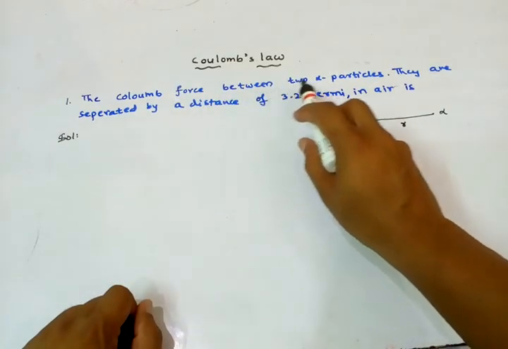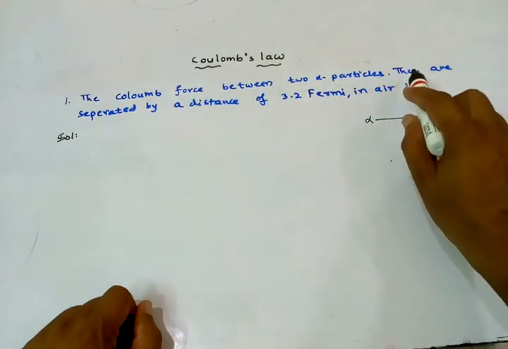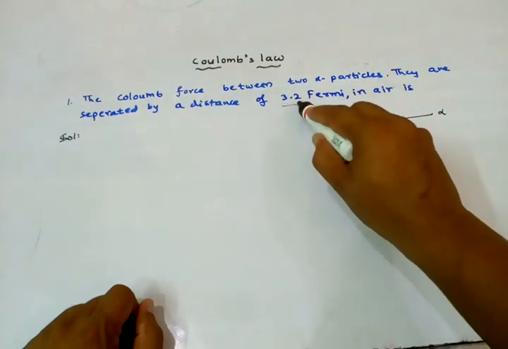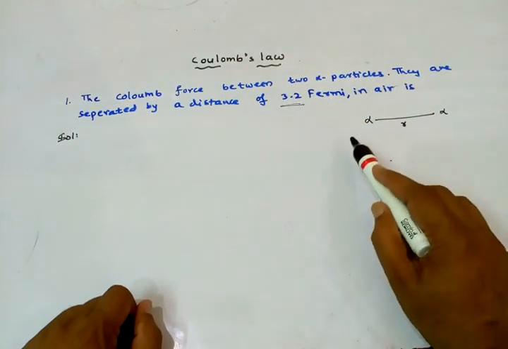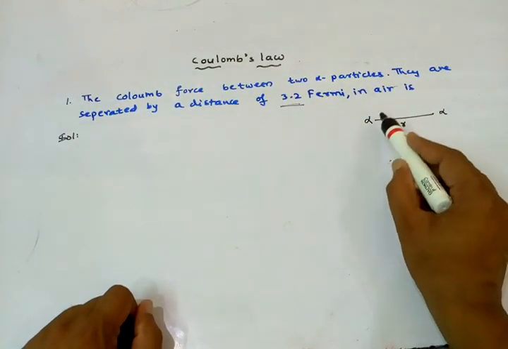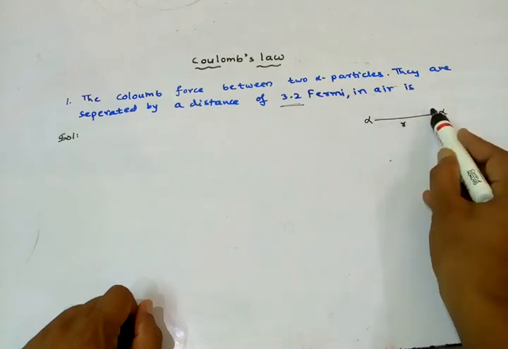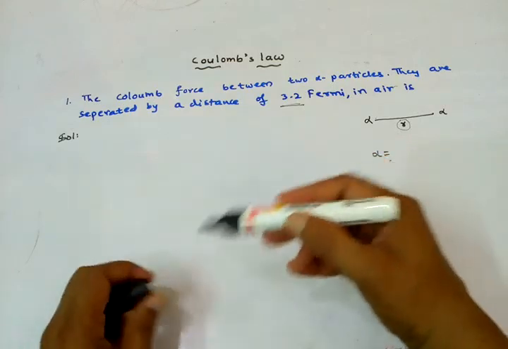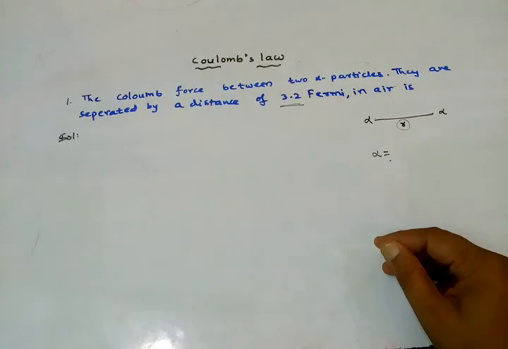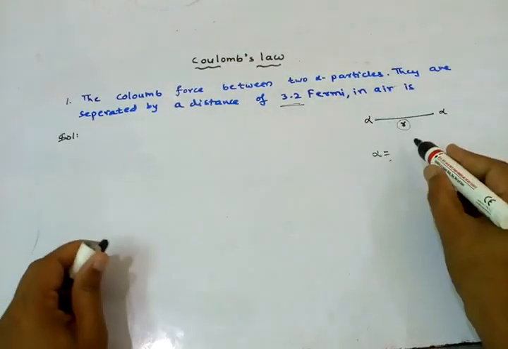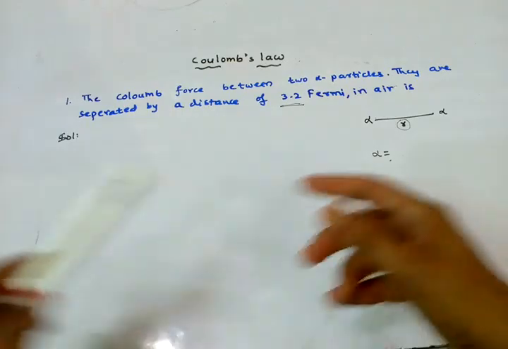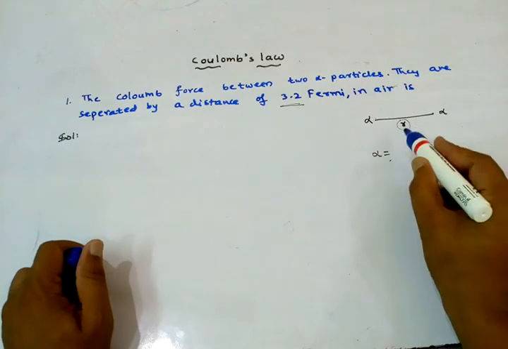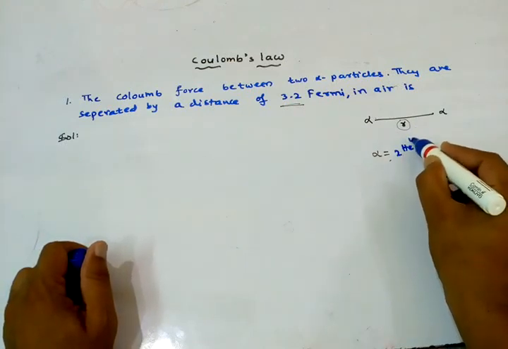We have to find the Coulomb force between two alpha particles, which are separated by a distance of 3.2 Fermi in air. So I am discussing here, we have two alpha particles, they are separated by a distance r. Alpha is 2 helium 4.